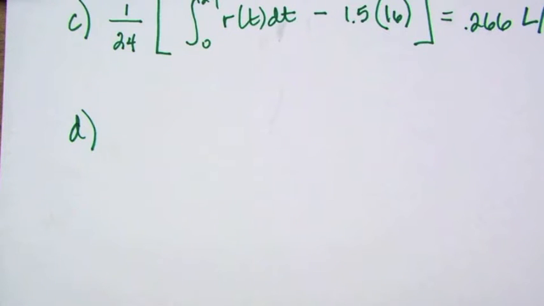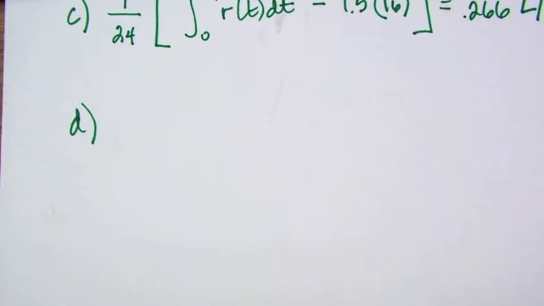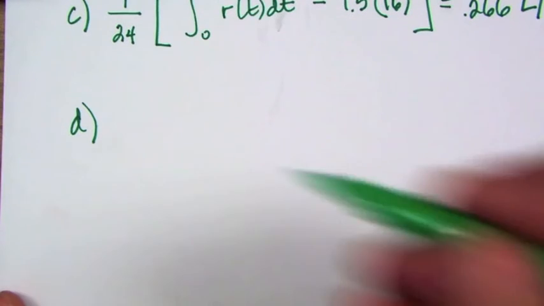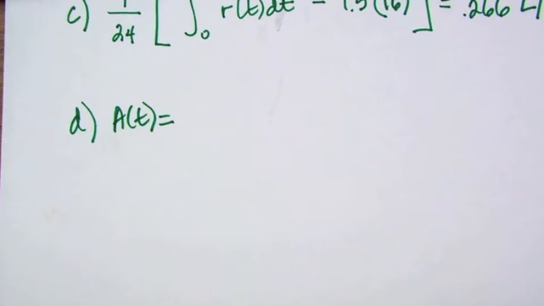Part D says, what is the absolute maximum amount of methane in the cave over the time interval 0 to 24? So I need the absolute max. Absolute max occurs where? Endpoints and critical points, right? How do you find critical points? I set the derivative equal to 0. The derivative of what? The rate of accumulation. He gave us, wait, the derivative. I need an equation that would describe the amount at any time t, right? Because it's the derivative of that that would give me my critical points.